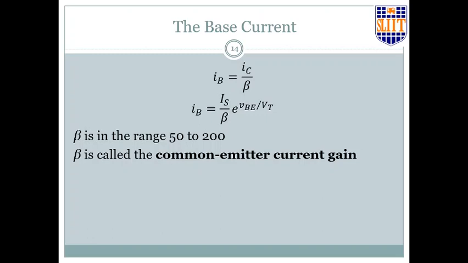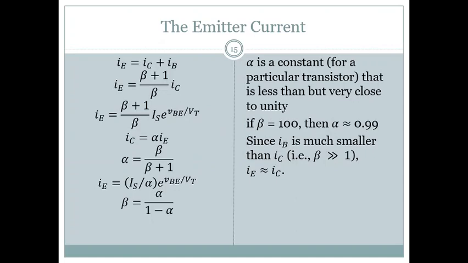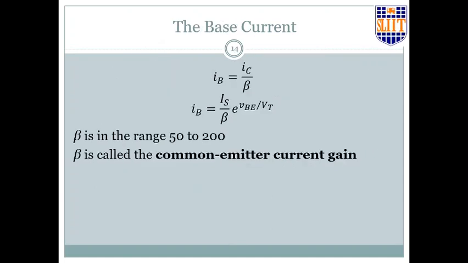Now the beta is known as the common emitter current gain. We will talk about what this common emitter is later on. In general terms, this is also referred to as the current gain of the BJT, IC over IB. So IC is equal to beta IB, and it is typically in the range of 50 to 200. Okay, let's look at this.